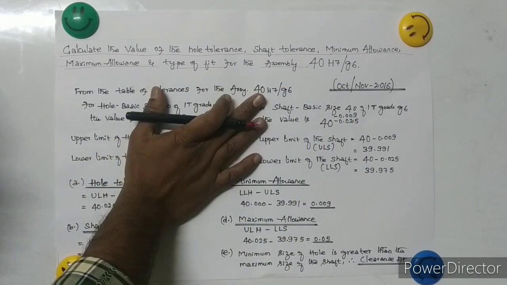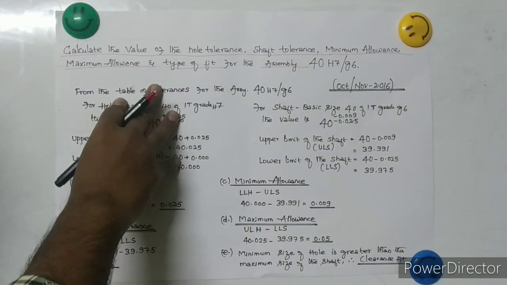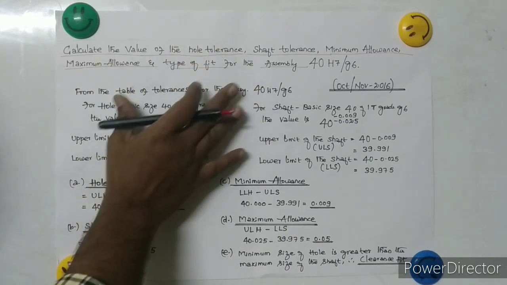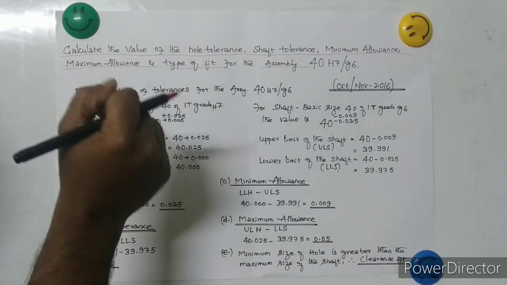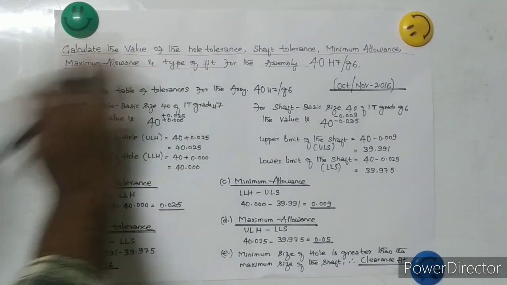So to solve this problem, that is the reason I explained the basics, the concept: what is the hole, what is the shaft, what is the tolerance. I hope you people might have understood. So let us see this in detail.